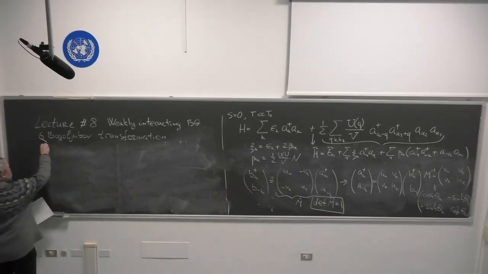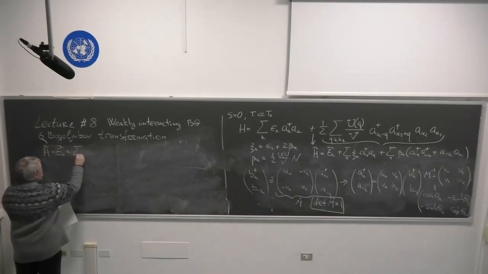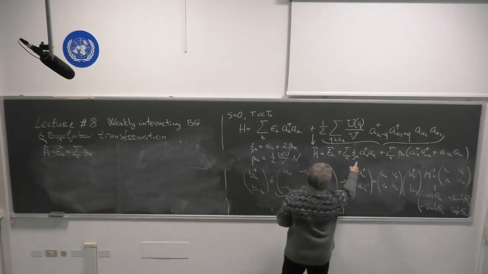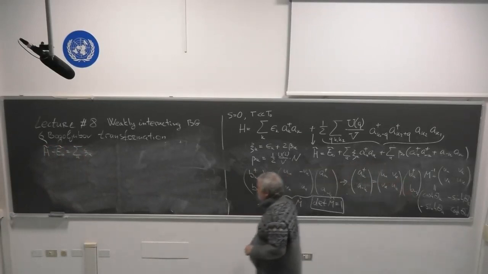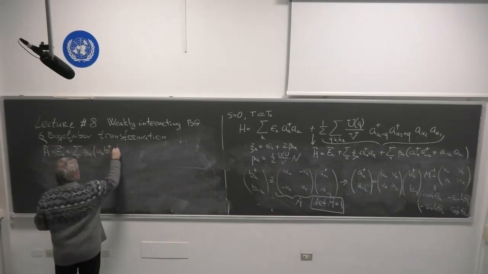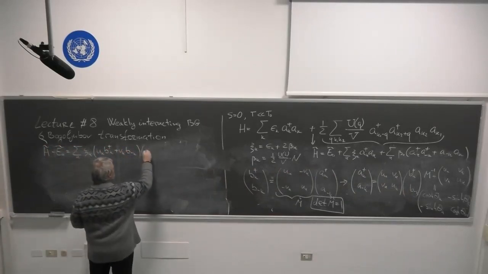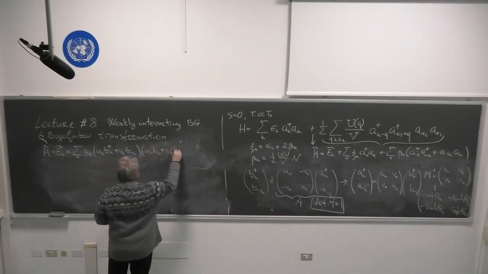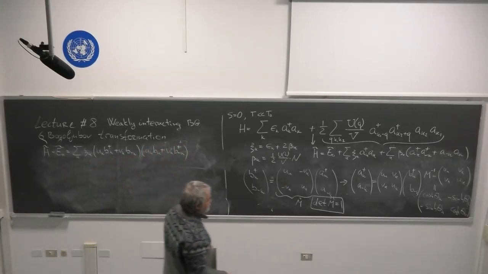So H tilde minus E node tilde is equal to sum over K psi K, A dagger K, AK. A dagger K is equal to UK B dagger K plus VK B minus K. And A is of course equal to UK BK plus VK B minus K dagger. Okay, so this is this term.